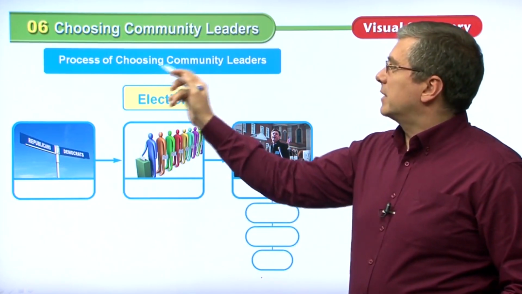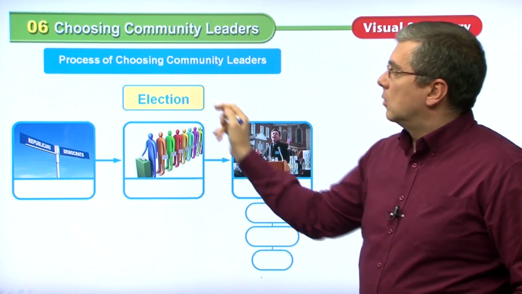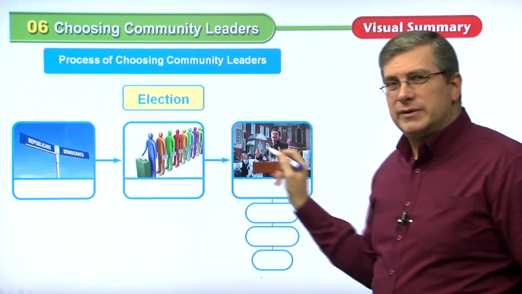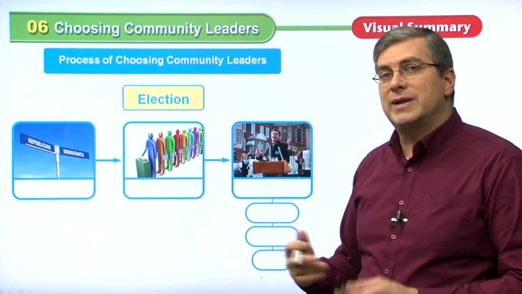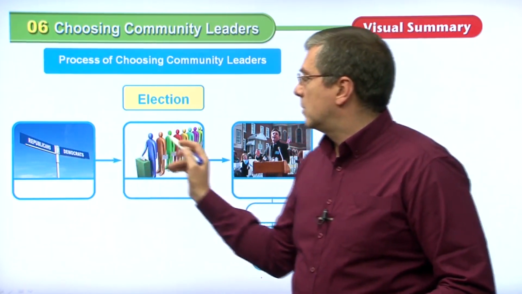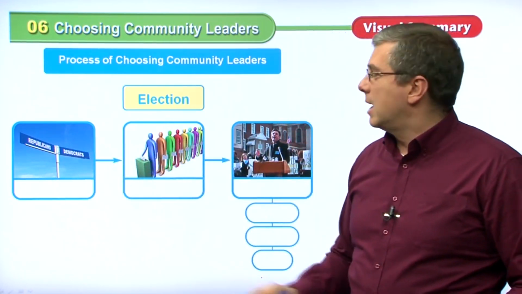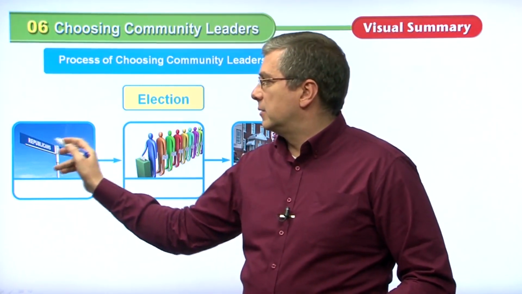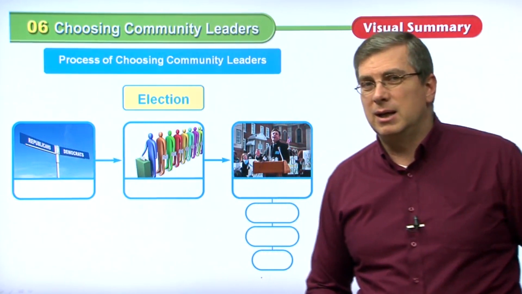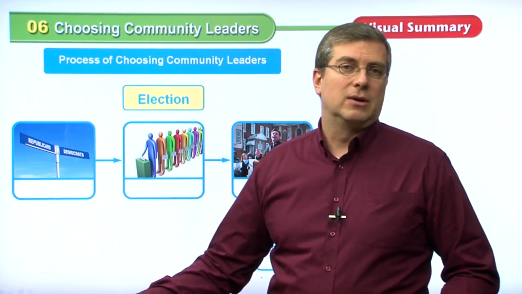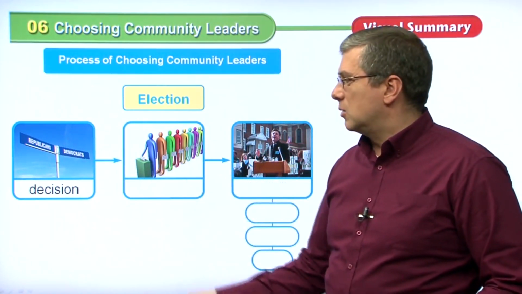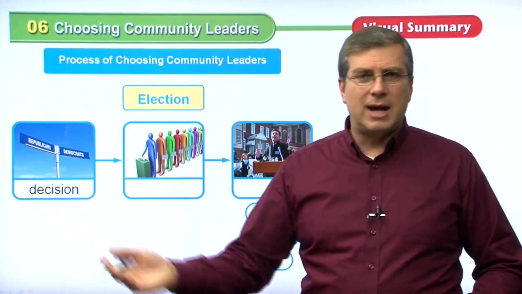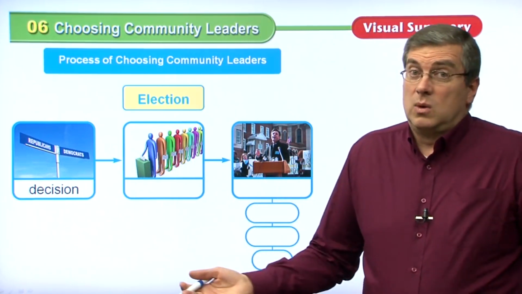Okay, let's move on to our chart that we saw before. This chart shows the process of choosing community leaders. We have election here. So what we need to do is figure out what the process is. It's kind of like chronological or time order, right? What's first, what's next, what's final. Over here you can see there are different choices to be made. You can vote Republican or you can vote Democrat. When you do that, what are you doing? You are making a decision. So you have to make a decision. Am I going to vote Democrat or am I going to vote Republican? What am I going to do?